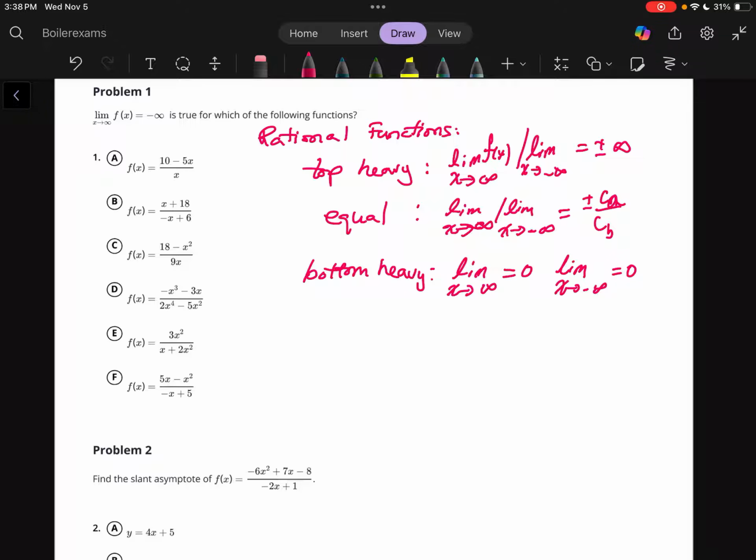And in this case, we are told that the limit as x approaches infinity of f of x is negative infinity. And so the only scenario where we can have positive infinity or negative infinity is a top-heavy function. So we know f of x is top-heavy.